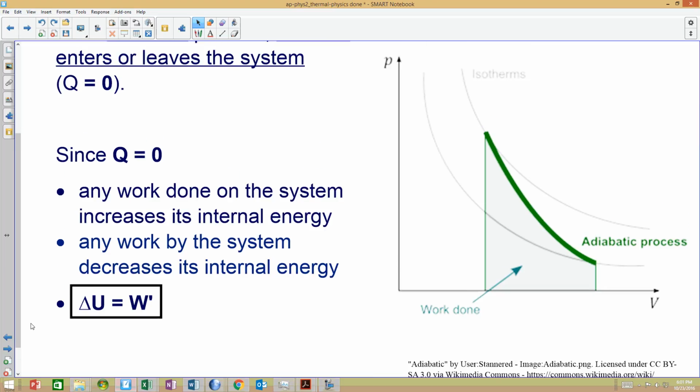Notice here it shows the adiabatic process goes from one isotherm to another isotherm. The area under the curve is the work being done.